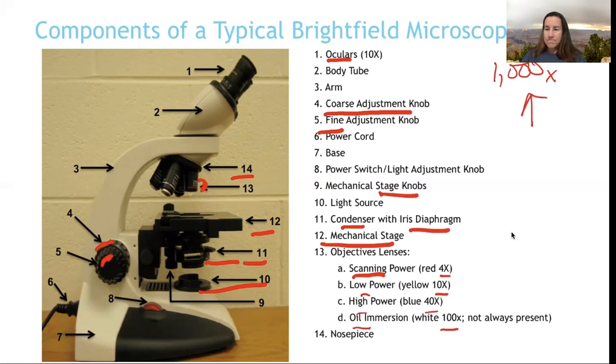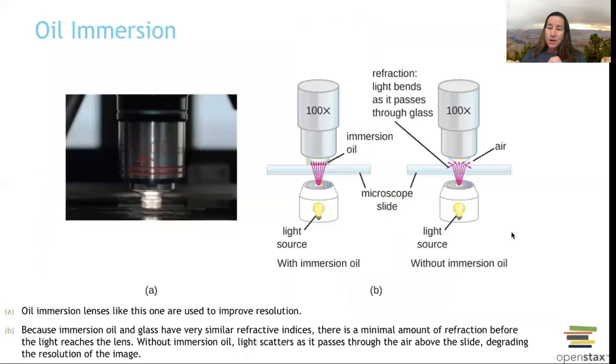That's as high as it goes. So we can still see small things. We can make out bacteria. We can make out red blood cells and white blood cells. But that is our limit on a light microscope. So here's our oil immersion.